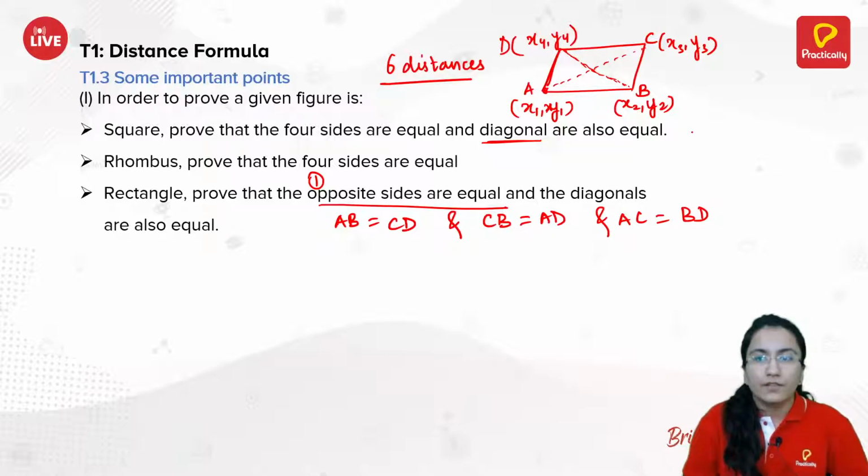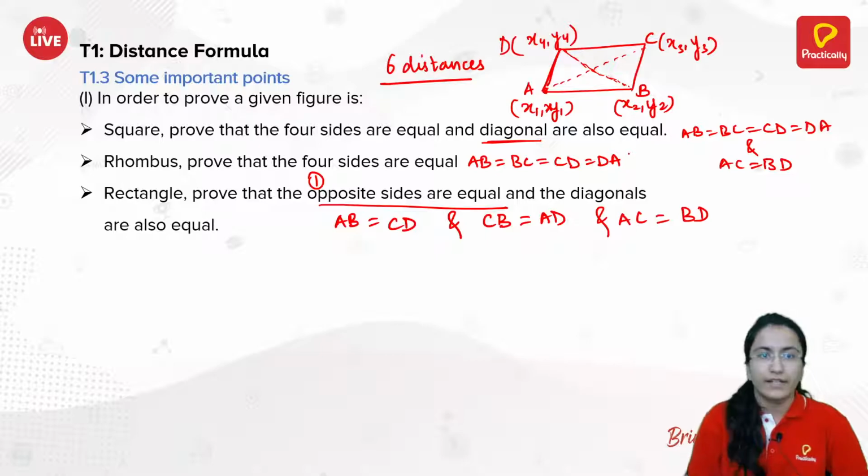In the first one, you were supposed to prove all the sides AB equals BC equals CD equals DA, as well as AC is equal to BD. In this second one, AB is equal to BC is equal to CD equals DA. This is sufficient, right? So to prove rhombus, all the 4 sides equal. To prove rectangle, these 3 conditions you need to check.